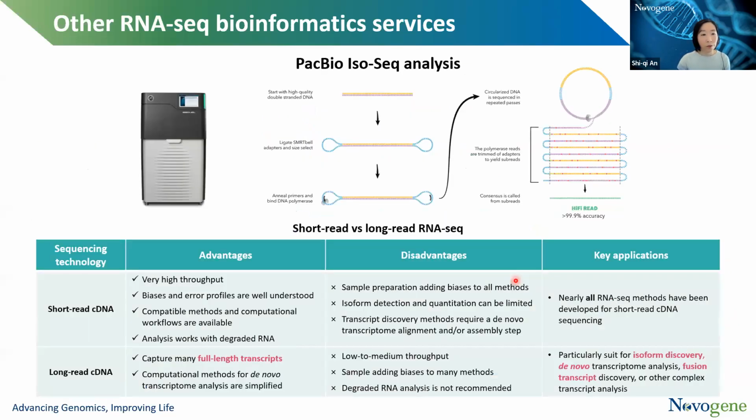Another bioinformatics analysis we can offer for RNA-seq is for PacBio Iso-Seq. This is a long-read-based sequencing approach. I won't go into details about the difference between the two. I just want to highlight that for long-read cDNA sequencing, or Iso-Seq, the advantage is being able to capture many full-length transcripts, and this makes de novo transcript assembly a lot easier. It's also really good for identifying isoforms, fusion transcripts, or other more complex transcript analysis.